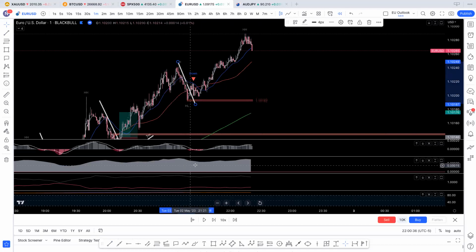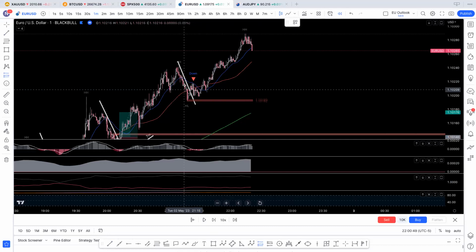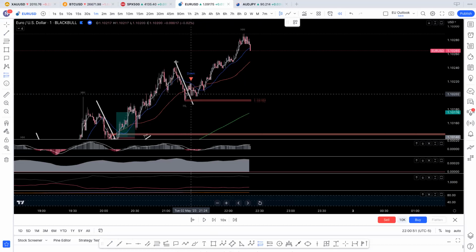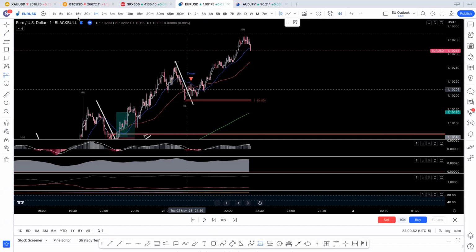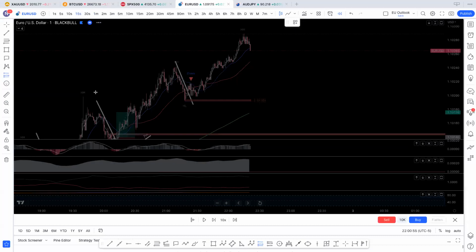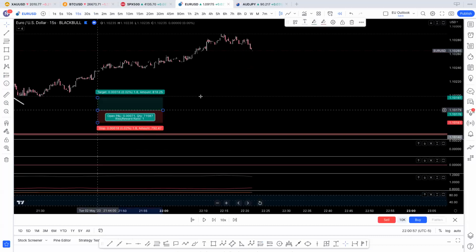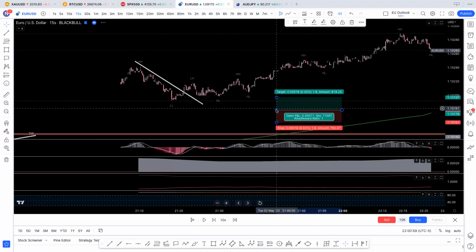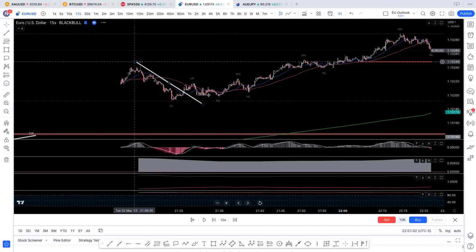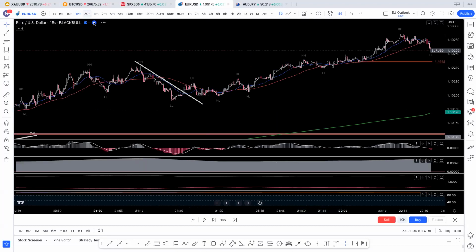I've got the MACD and the vortex still showing bullish sentiment and volume. And so once price broke outside of my triangle, let me find the right time frame for it. This is going to be another 30.